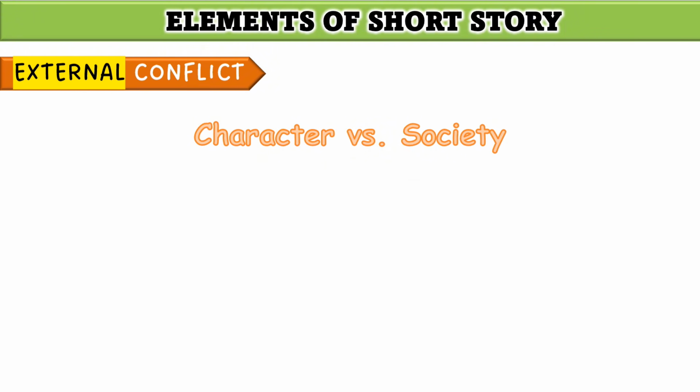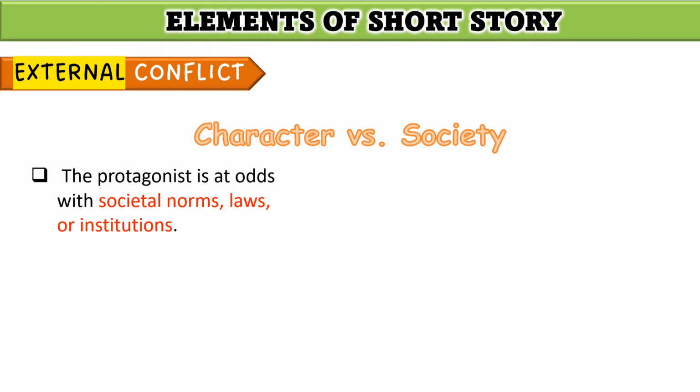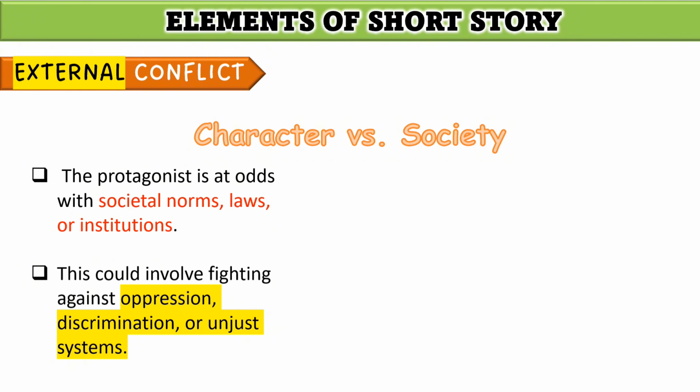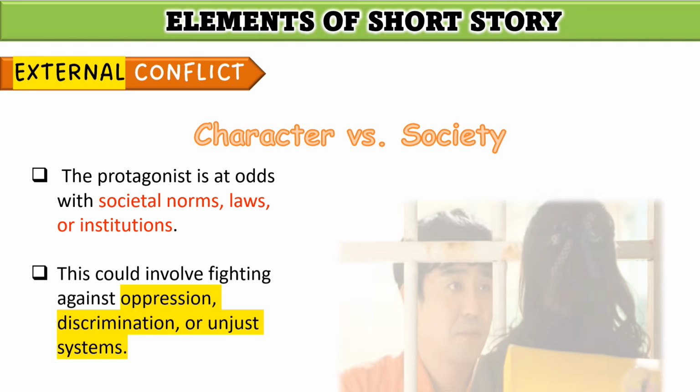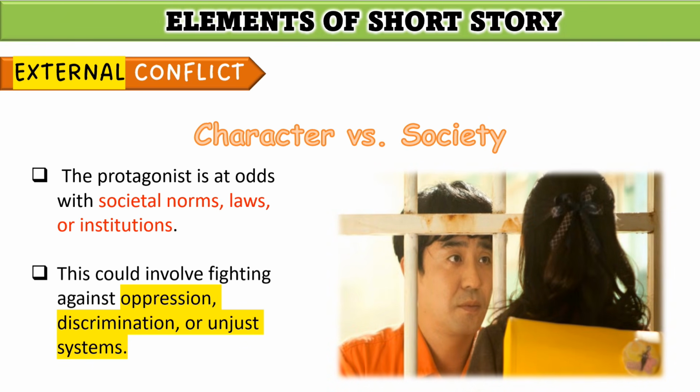Character versus society. The protagonist is at odds with societal norms, laws, or institutions. This could involve fighting against oppression, discrimination, or unjust systems. Miracle in Cell Number 7 is a character versus society conflict because the protagonist, Yong-gu, an intellectually disabled man, is wrongfully accused of a crime he didn't commit. His struggle is not just with individuals, but with a legal system and society that judges him based on his disability and circumstances, rather than the truth.